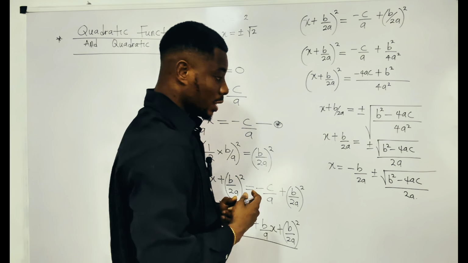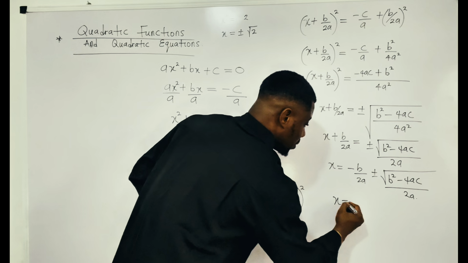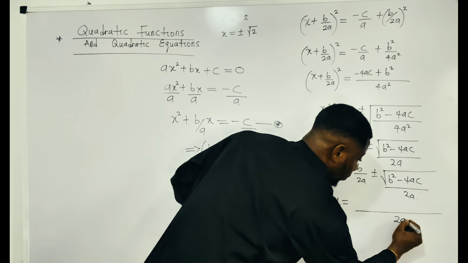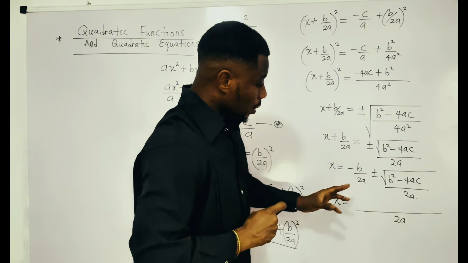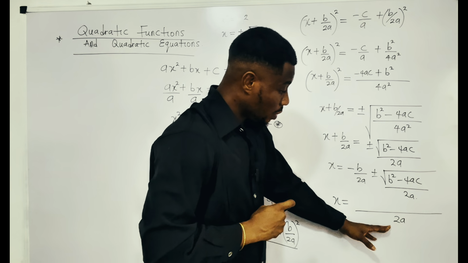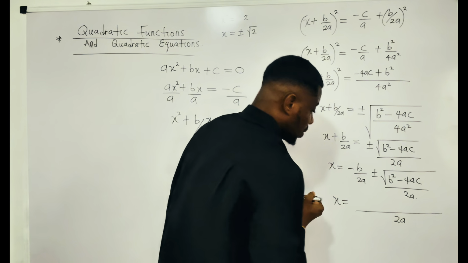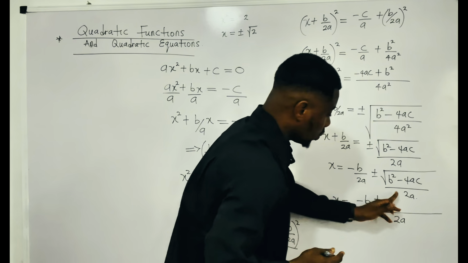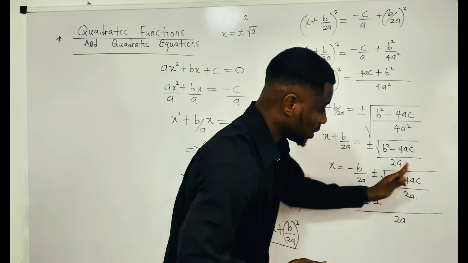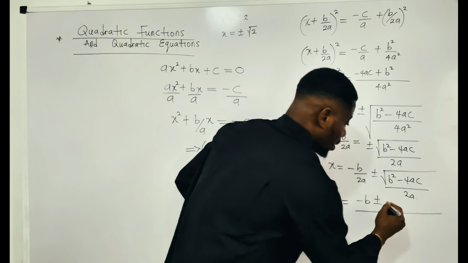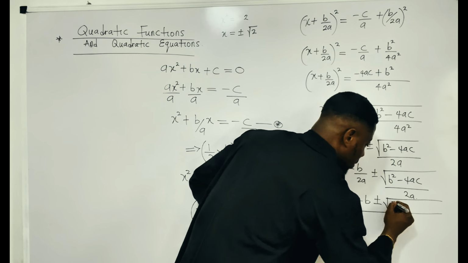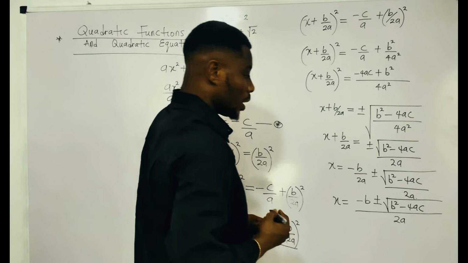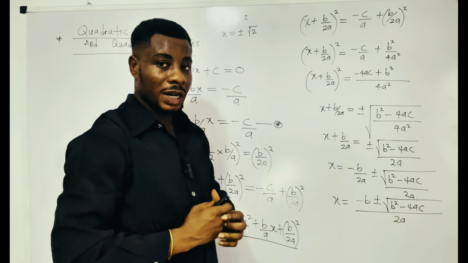What is the LCM here? The LCM here is 2a, so x is equal to, take the LCM. LCM is 2a, right? Now 2a into 2a gives us 1. Then 1 times minus b gives us minus b plus or minus 1 times the square root of b squared minus 4ac, which gives us the square root of b squared minus 4ac. Okay, now finally we have arrived at the value of x.